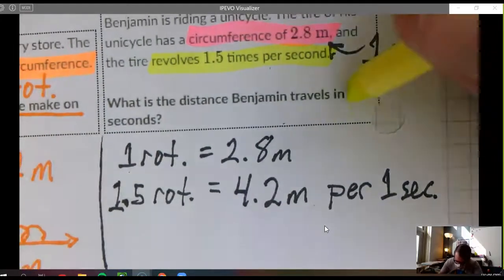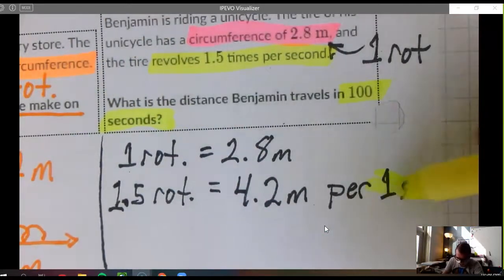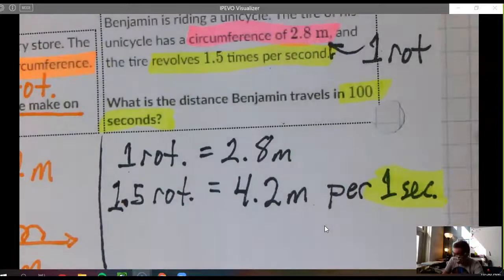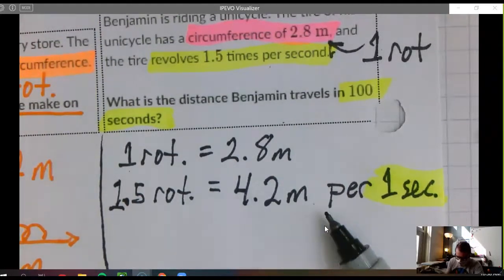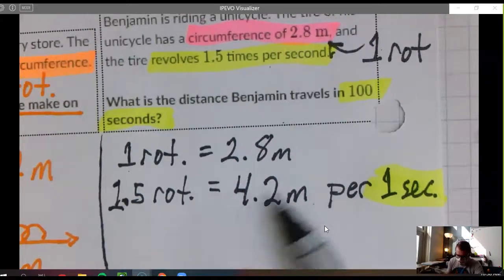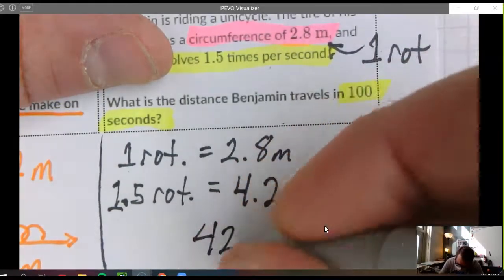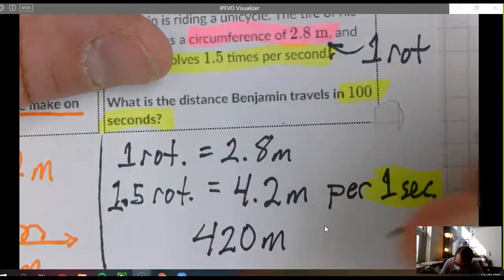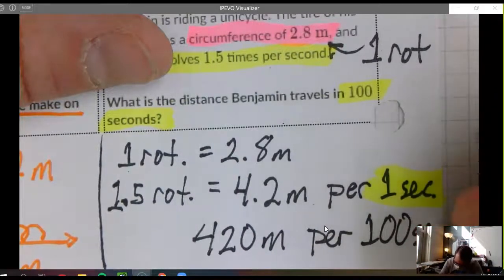How could I get to 100 seconds? Yeah, I have 1 second. Let's take that and do times 100. Well, times 100 moves the decimal place. Right, so if we do times 100 to our time, we also have to do times 100 to our distance. So we get 420 meters per 100 seconds.